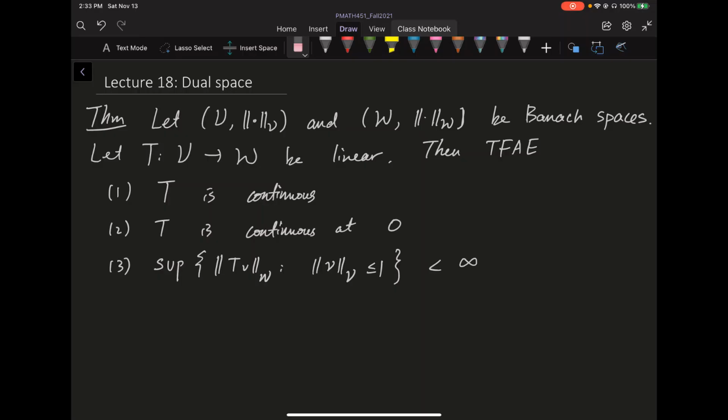So now we want to introduce this notion of a dual space of a Banach space, and we want to eventually talk about the dual space of the LP space and L1 space and so on. And to do that, let's just do something a little bit extra. Let's talk about continuous linear maps between two Banach spaces.